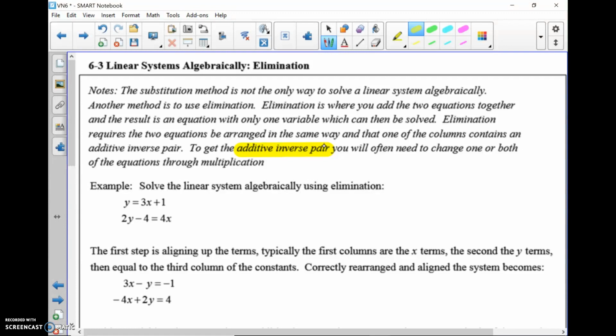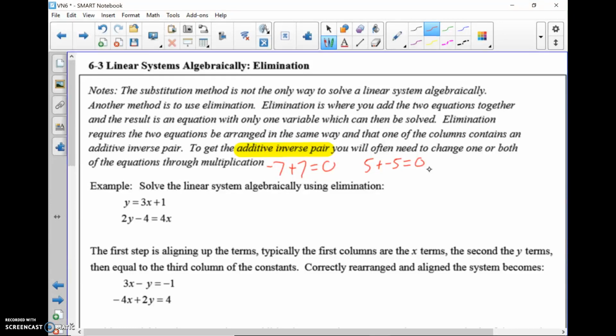And basically, that's the same number with an opposite sign. Like 5 and negative 5 are additive inverses. Negative 7 and positive 7 are additive inverses. Let me just write this down. So negative 7 plus 7 equals 0. 5 plus negative 5 equals 0. Same number, opposite sign. And they add together, they cancel each other out. That's what an additive inverse is.